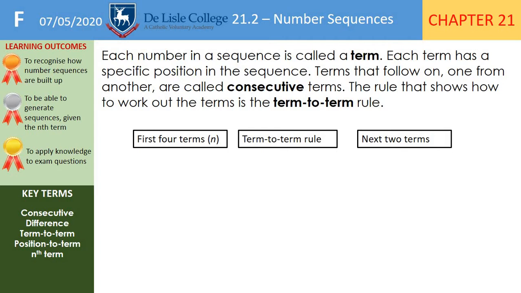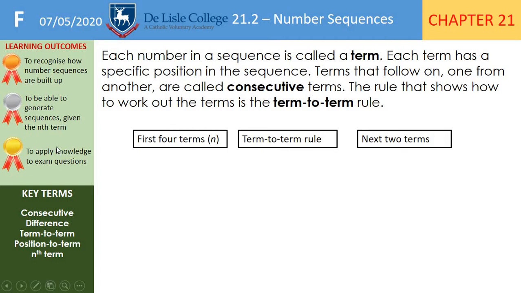And each term has a specific position in the sequence, so it's the first, the second, the third. And then terms that follow on one from the other are consecutive terms. They come after one another. So if you're counting from 1 to 5, 1, 2, 3, 4, 5, the numbers 1 to 5 are consecutive terms because they follow on. And the rule that shows how to work out which terms come and how they arrive and how the sequence is made, we call that the term-to-term rule. And we're going to look at how that works here.